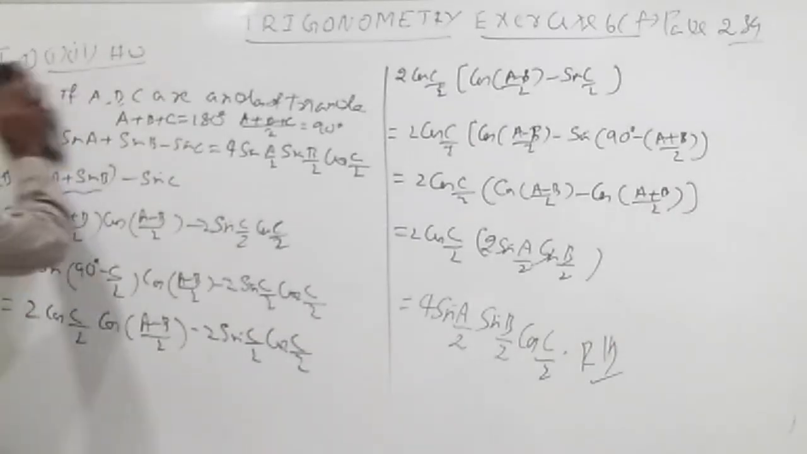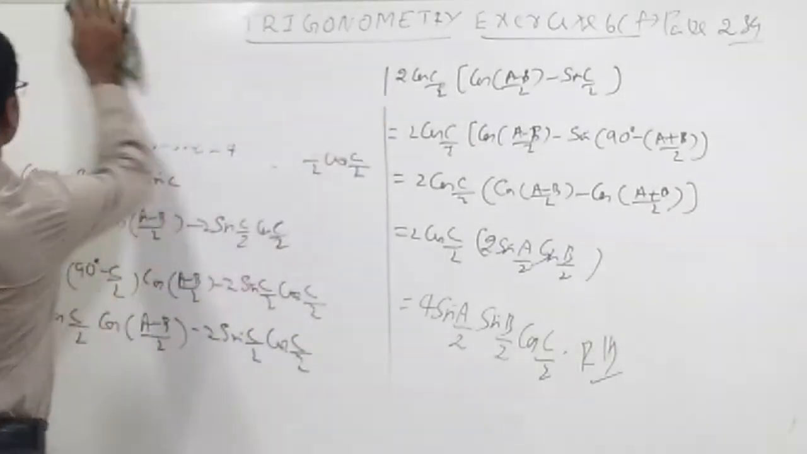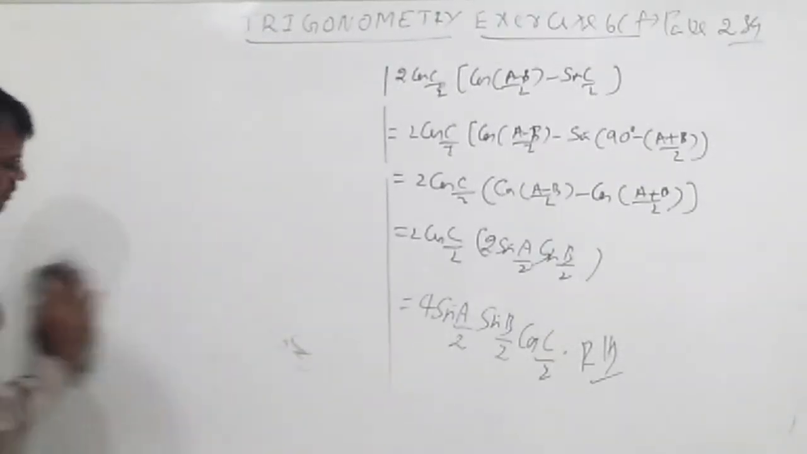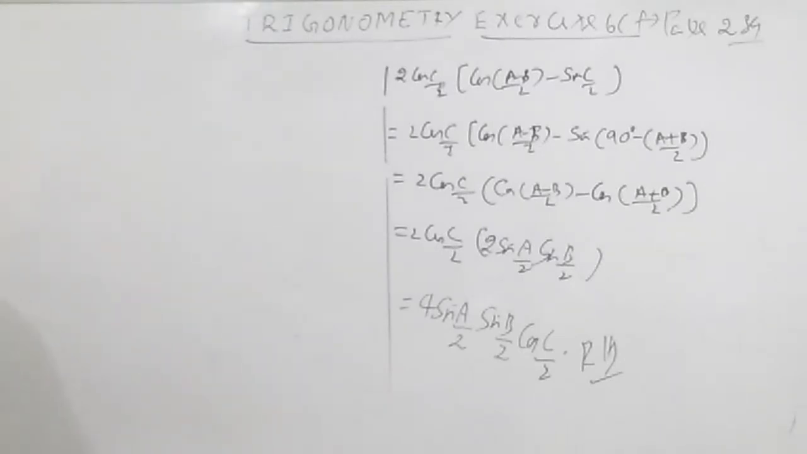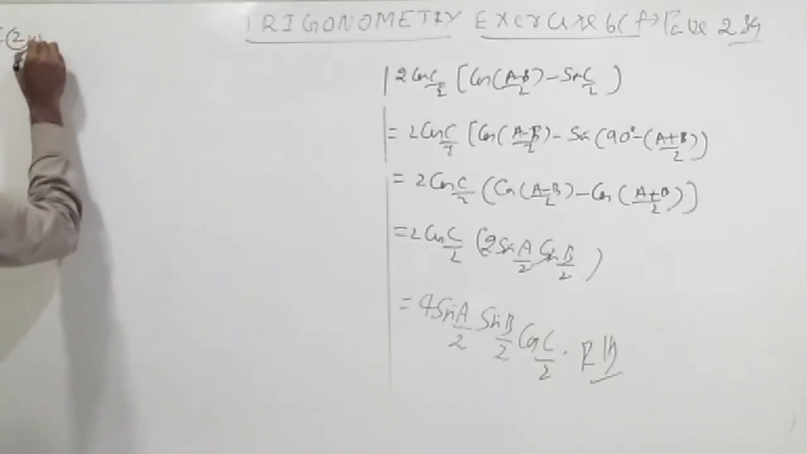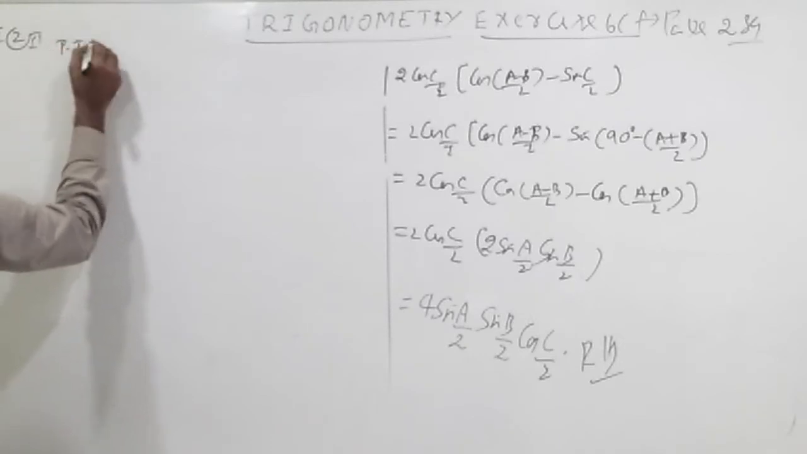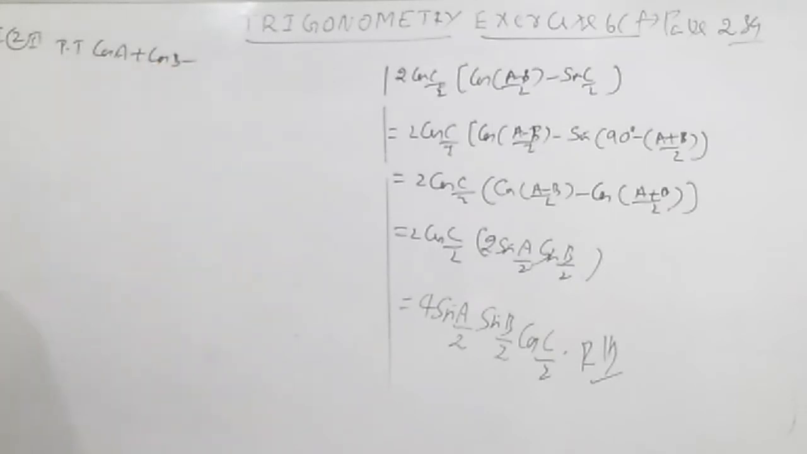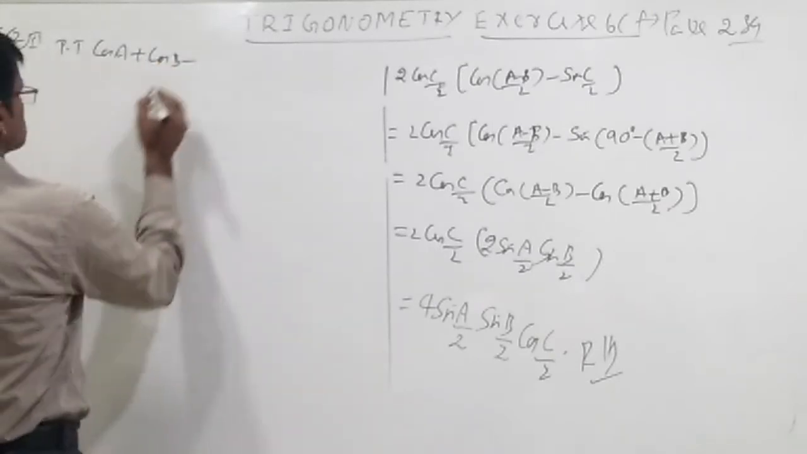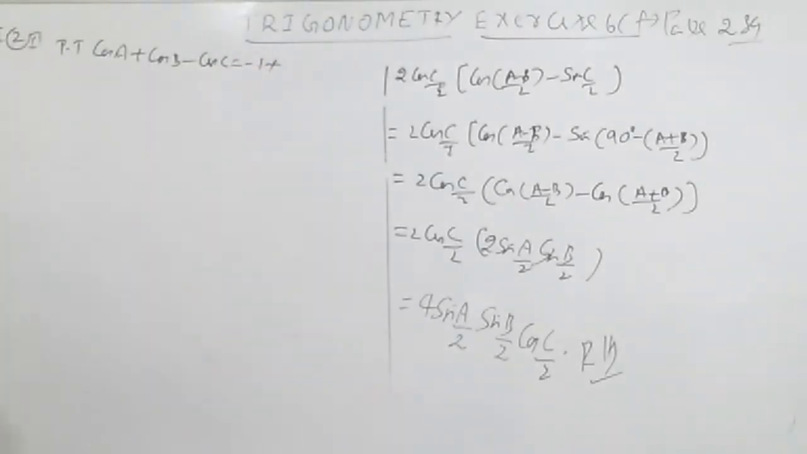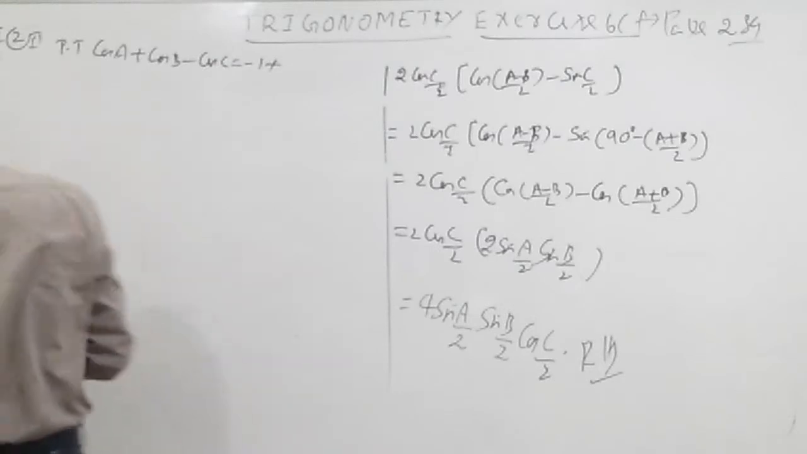Now let us do the second question. In Roman number 1, question number 2, the second question is there. Prove that cos A plus cos B minus cos C is equal to minus 1 plus 4 cos A by 2 cos B by 2 sin C by 2.